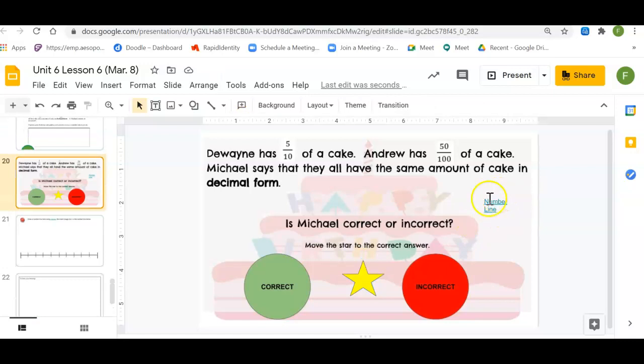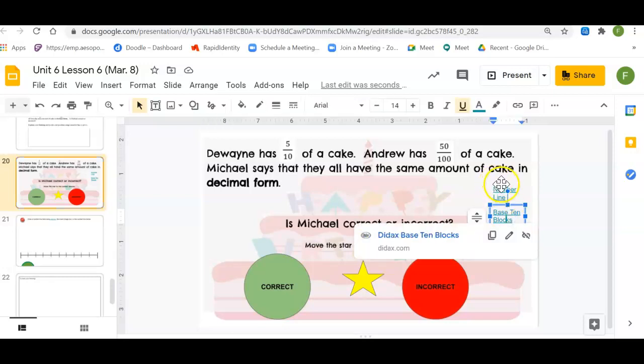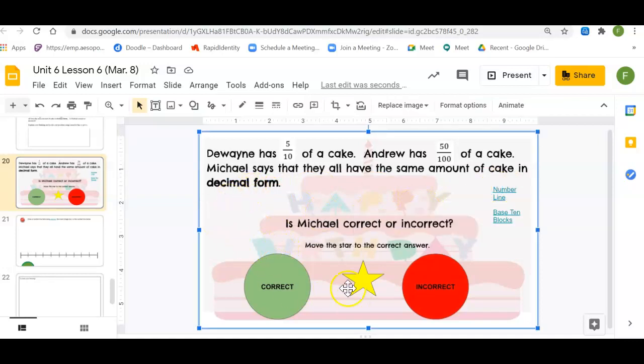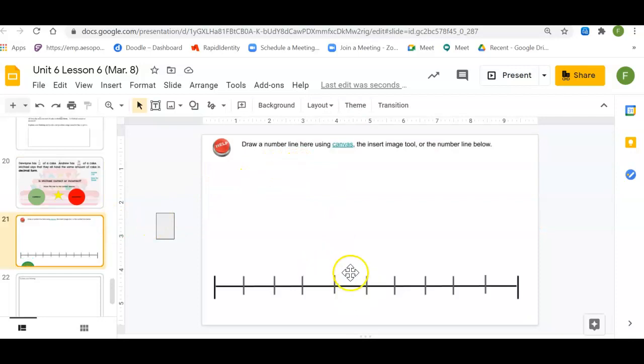And I've included the zoomable number line link right here to help you with this if you need help with it. I've also added, just to help you as a manipulative tool, the base 10 blocks right here that can help you if you need it, and also the number line I put on this slide for you. Remember, you still have to mark it correct by moving the star. Now, the very next one, you're going to be drawing a number line.